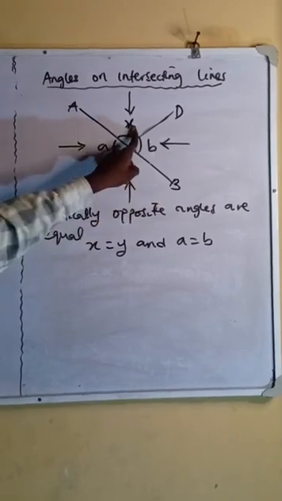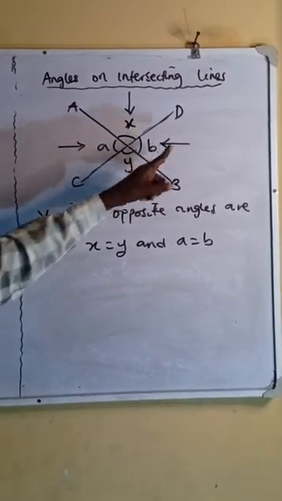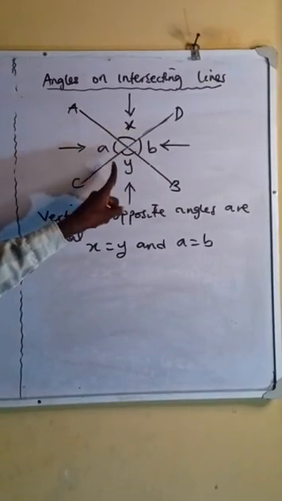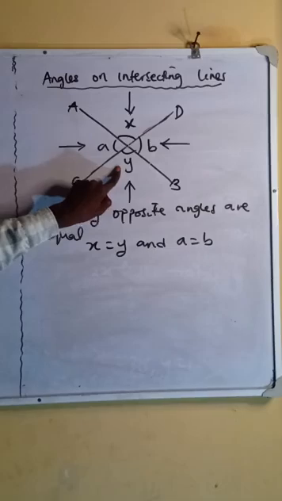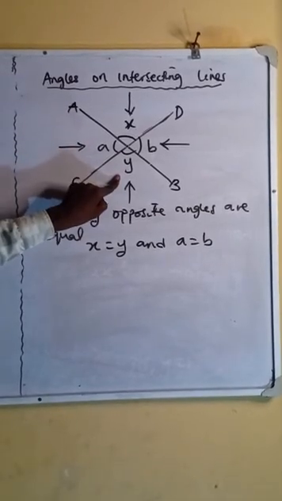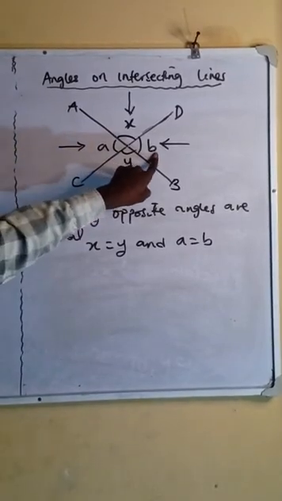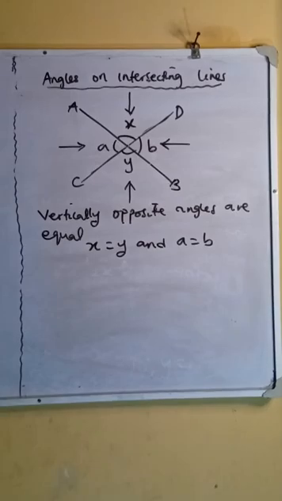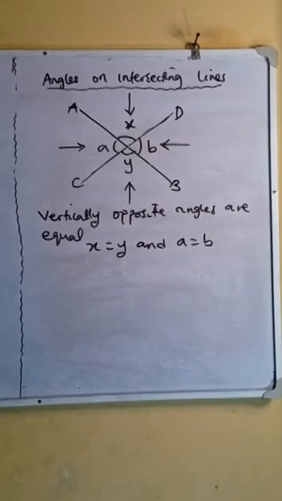Or a and x are also on the straight line CD, so they add to 180. And a and y that are on the straight line AB add to 180. And y and b that are on the straight line CD add up to 180. Don't forget that. You have to keep that.